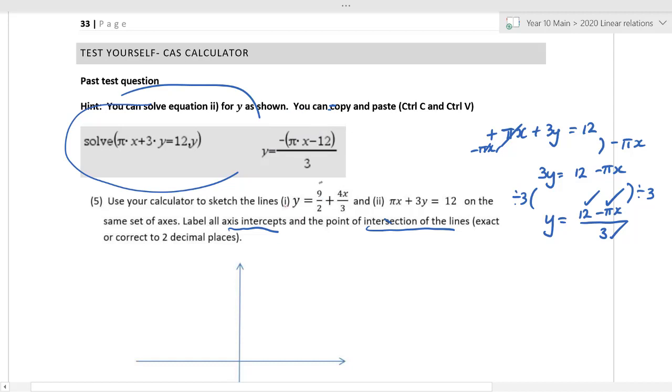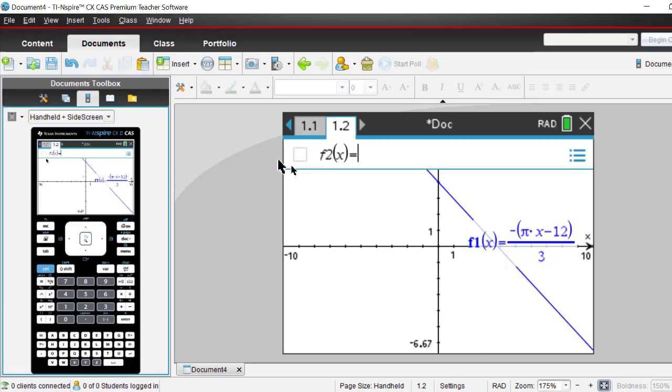Okay, see this one here? Now, notice there's two fractions, and you've got a y equals. Well, we don't really care about the y equals because now we're looking in terms of the calculator. We're looking at f2 of x. That's just another line, or it could be any equation. It doesn't have to be a line.